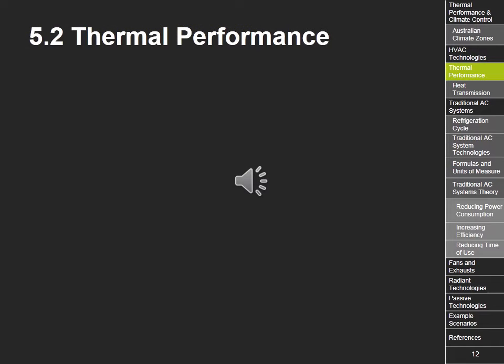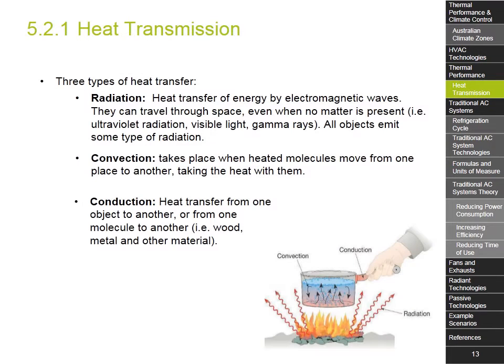Thermal performance and heat transfer. There are 3 types of heat transfer. First, radiation, where the heat is transferred through electromagnetic waves. These waves are capable of traveling through space, for example, the sun's rays, which travel towards Earth. Visible light and gamma rays are also forms of radiation, and all objects will emit some type of radiation.